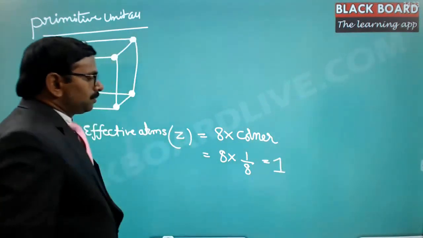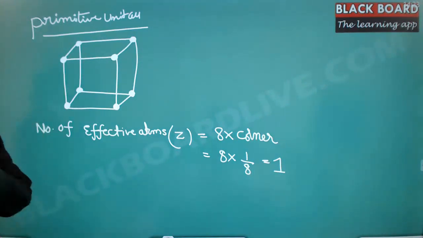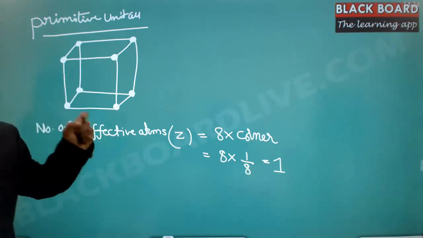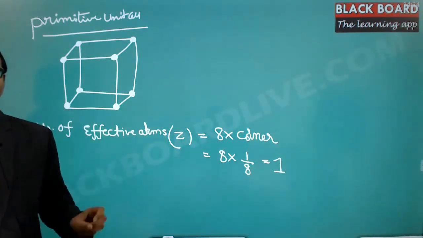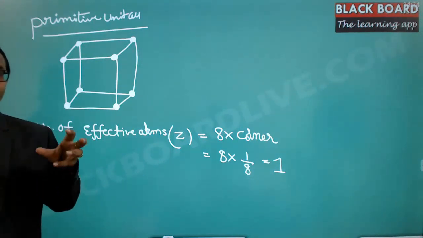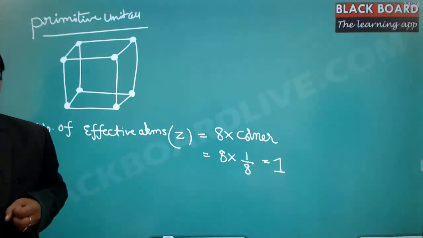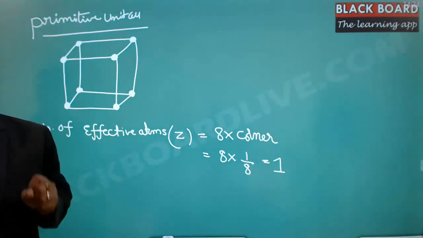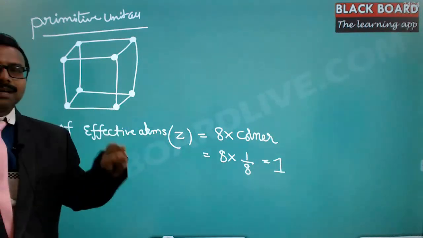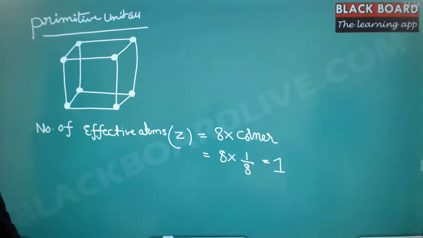So for the simple cube system, the number of effective atoms in the unit cell is only 1. Lattice points are 8, but effective atoms are only 1. There exist 8 portions of 1 by 8. You combine all the 1 by 8 portions and it becomes 1 atom. So a primitive unit cell consists of only 1 atom, so Z is equal to 1 for the primitive unit cell. Next.